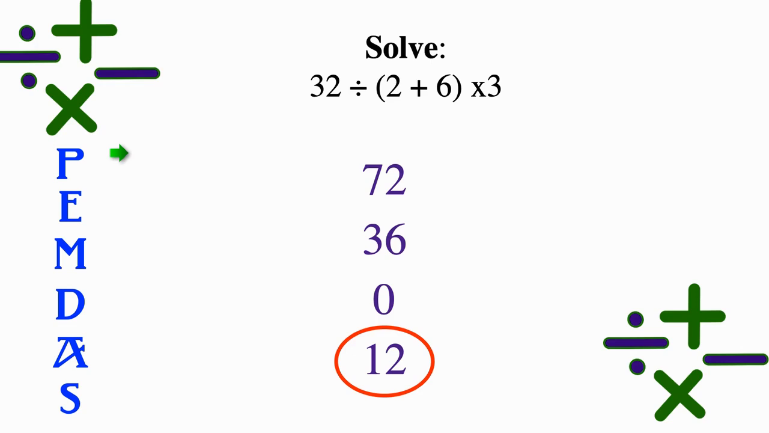Let's look. We deal with parentheses first. 2 plus 6 is 8. We take that now and we deal, moving from left to right, with multiplication and division because remember, they're at the same rank. So now 32 divided by 8 is going to give us 4. We take that 4 and multiply it by 3 and that would give us 12.